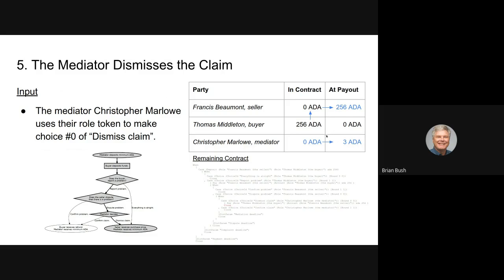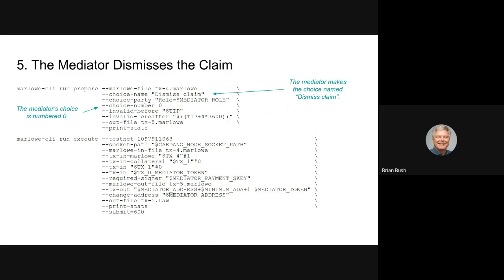And because the contract is over, it's taking the minimum ADA and giving that back to Christopher Marlowe, who had supplied it when the contract was created. So we're moving things out of the contract here, and then there's essentially no contract left. There's just this little close statement that is the end of the contract. So this is another transaction reminiscent of numbers 3 and 4. Here we're saying dismiss claim. The mediator is the party that's making the choice, and they're choosing choice number 0 because that was the one that indicates they're dismissing the claim.